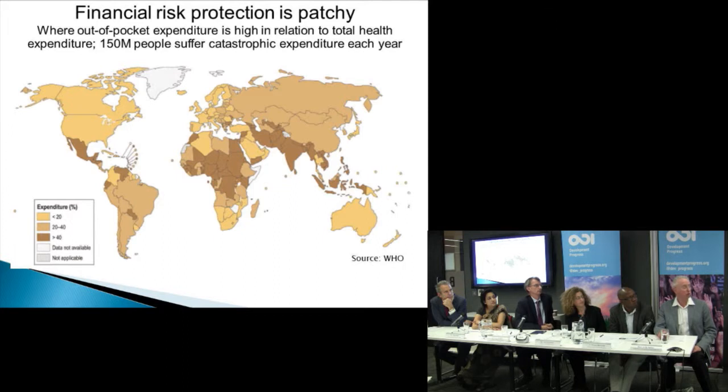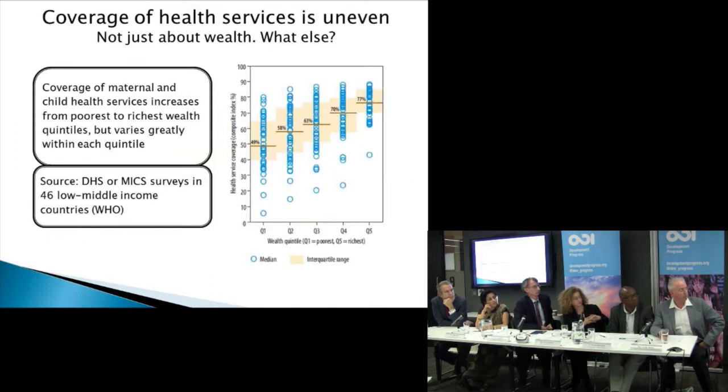And of course, as we know, financial risk protection is quite patchy, and this slide just shows you where the main problems are. According to WHO, around 150 million people suffer catastrophic expenditure as a result of major health problems each year. So it drives a lot of people into poverty, including some people who are not necessarily close to the poverty line. And of course, this has a major impact on development.